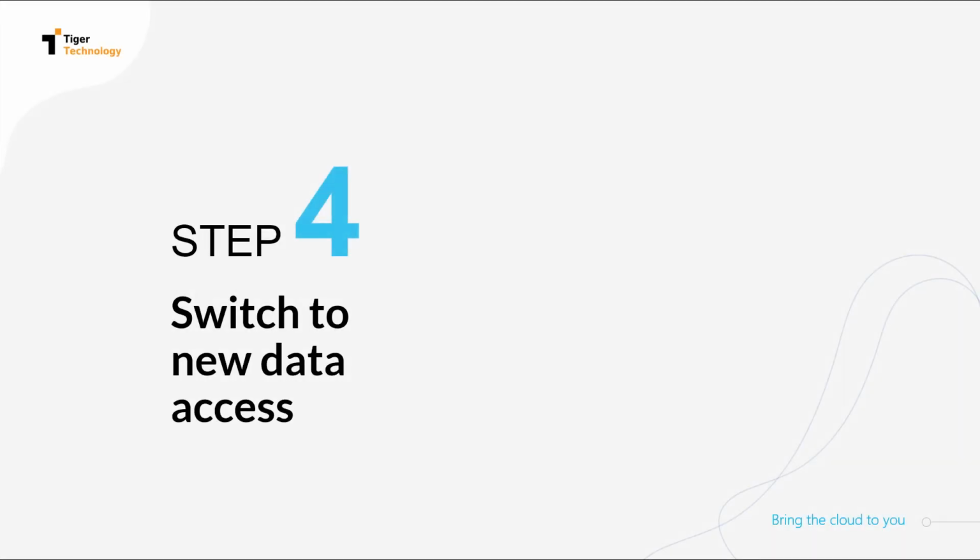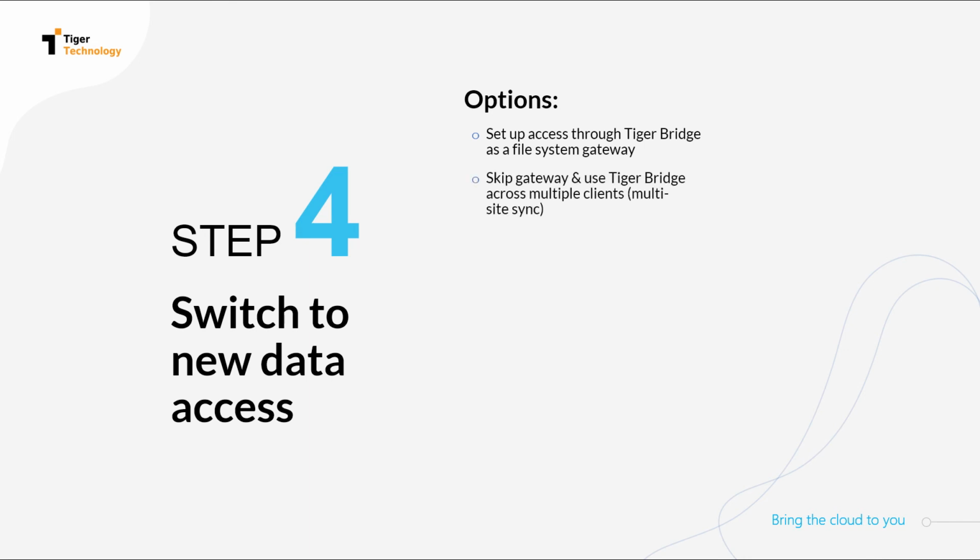As soon as the statistics show that everything has been copied over successfully, you can switch over to using the cloud location of your data by either setting up access through TigerBridge as a gateway or skipping the gateway and using Bridge across multiple clients in a multi-sync environment.